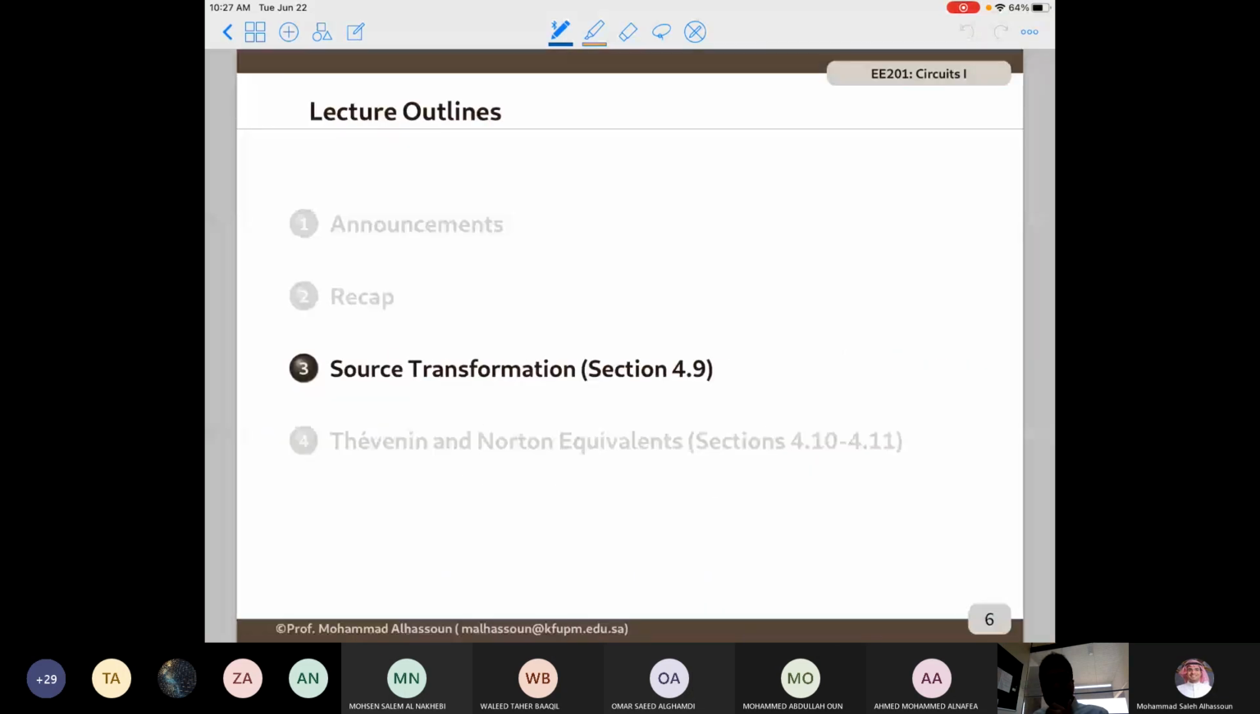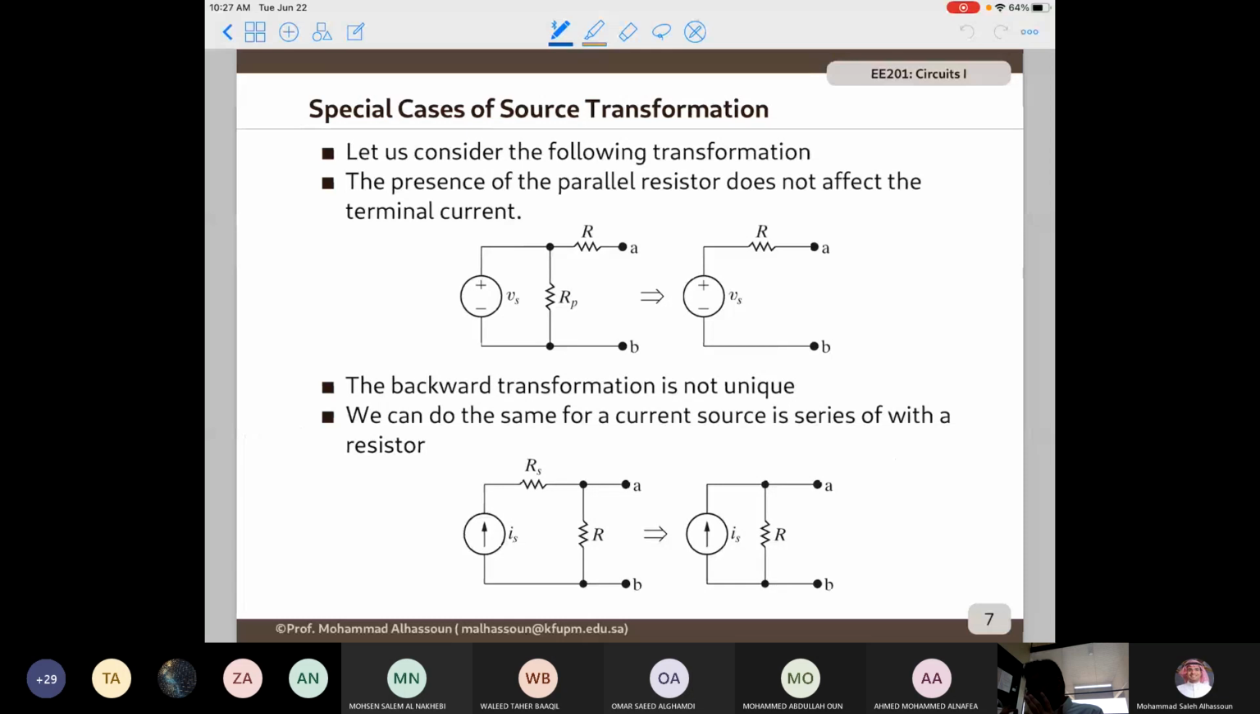Okay, so we studied the simplified version, and let's talk about a special case of source transformation. Let's consider what happens in this situation. What do we care about here? We care about supplying the same current here, and supplying the same current here, with or without.